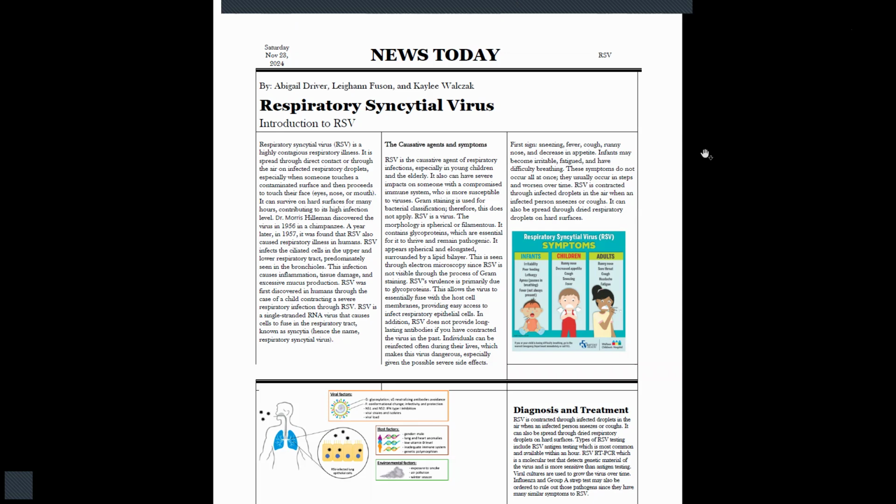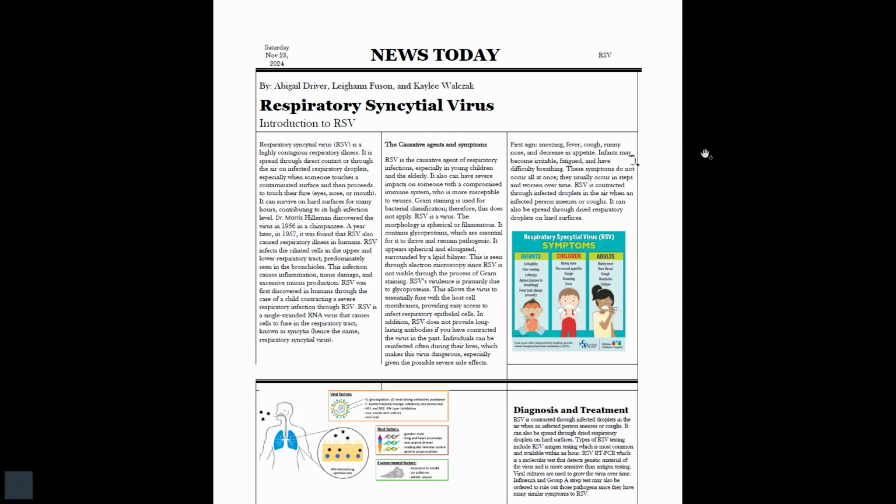Introduction to RSV. RSV is a highly contagious respiratory illness. It is spread through direct contact or through the air on infected respiratory droplets, especially when someone touches a contaminated surface and then proceeds to touch their face, such as their eyes, nose, or mouth. It can survive on hard surfaces for many hours, contributing to its high infection level.